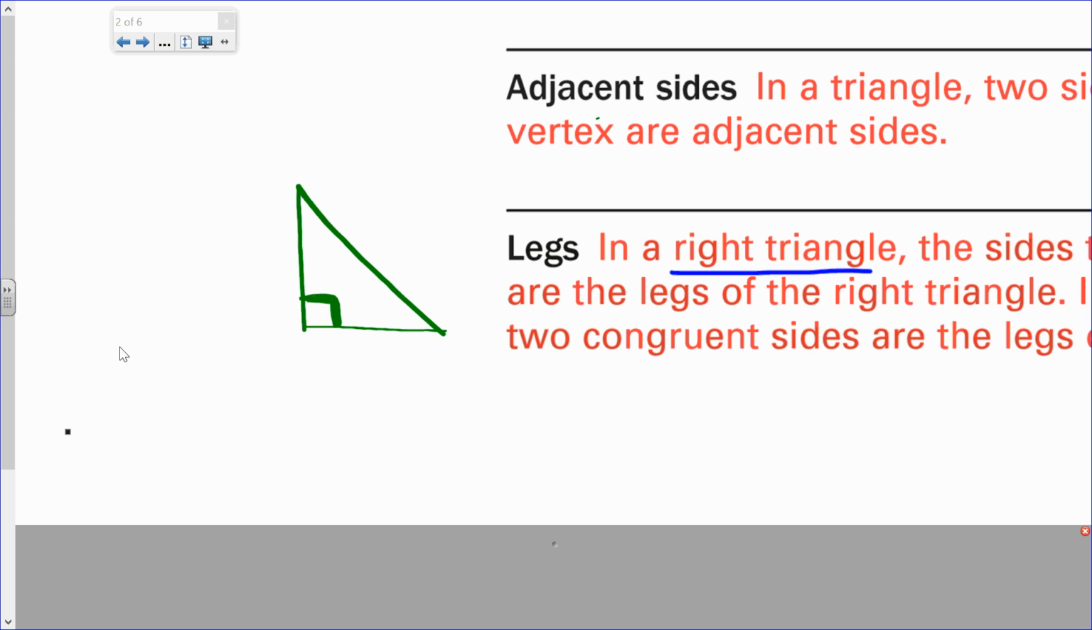That, ladies and gentlemen, is a right triangle. Not all triangles are right triangles, only ones with right angles in them. A very special kind of triangle. And notice what it says about the legs.